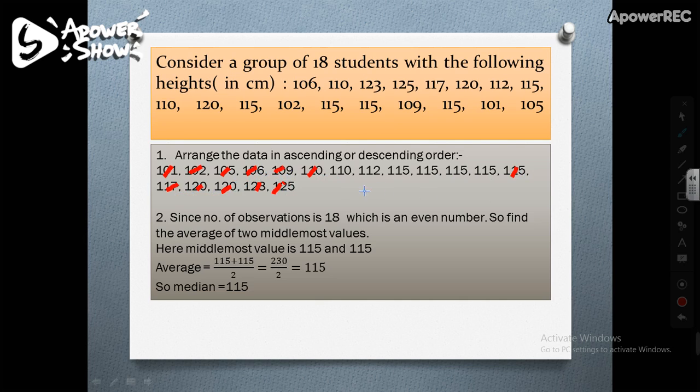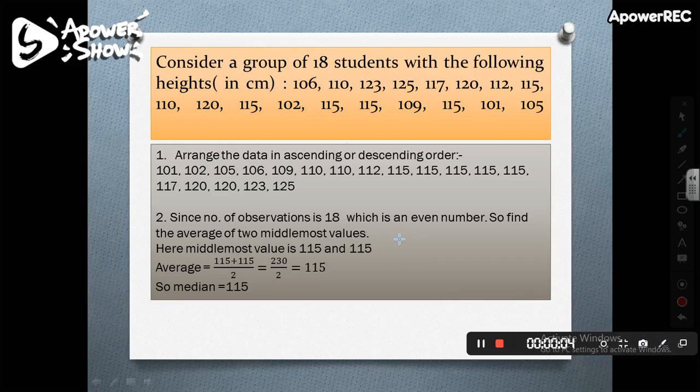So here 115, 110, here 115 again, 112, here 115 again. So you can see that there are two values in the middle. In this case, you have to find the average of these two values. The average can be found by adding these two values and then dividing by 2. So 115 plus 115 equals 230, and by dividing it by 2 we get 115. So 115 is the median of this set of observations.